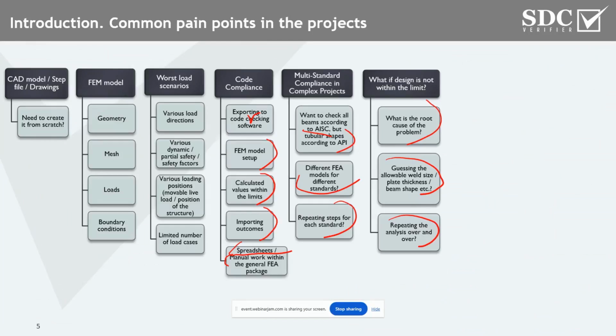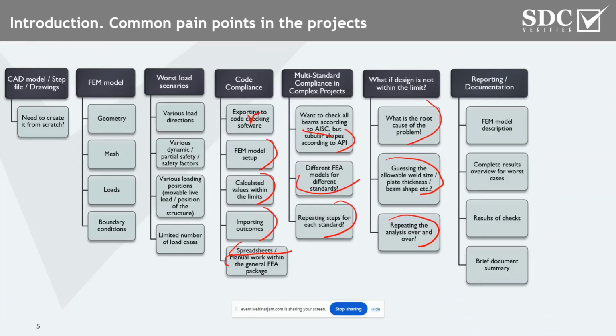After you fix this, finally, you would like to create some basic documentation, a report or PowerPoint presentation, whatever. That's also a pretty time-consuming step. For example, it can be related to your FEM model description, results overview, or an overview of the checks you did according to the standard. Or you would like to end up with a brief document summary. It's all time-consuming, like I mentioned. Anyway, all these steps lead to a lot of wasted time, and this is something that can also be tailored.